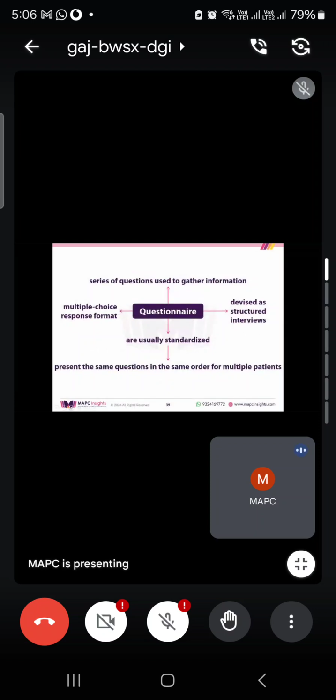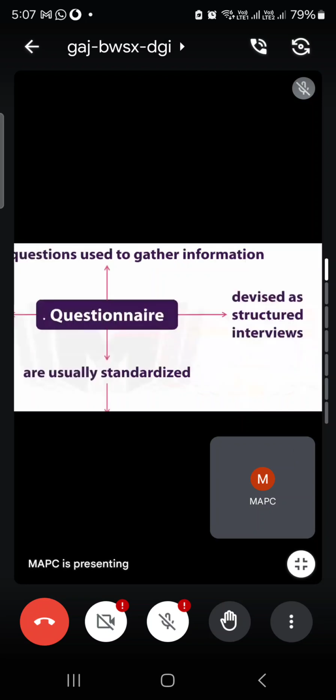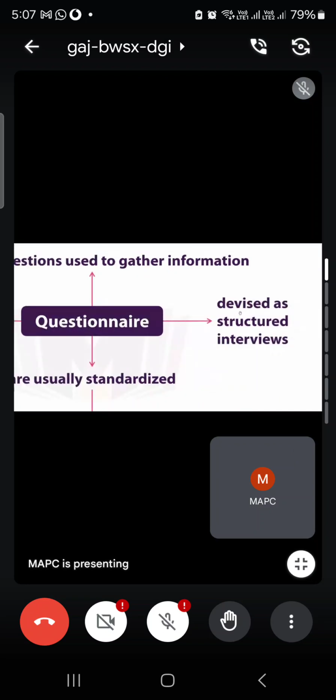And then we have the questionnaire also. A questionnaire is like a multiple choice response format. How do you feel today? Very good, good, neutral, bad, very bad. So five options are there, a Likert scale. That's multiple choice. So a questionnaire is like a structured interview. In the questionnaire, the questions are fixed and the sequence of the questions is also fixed.